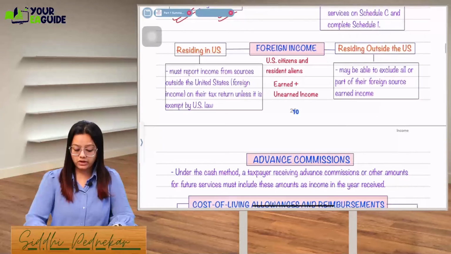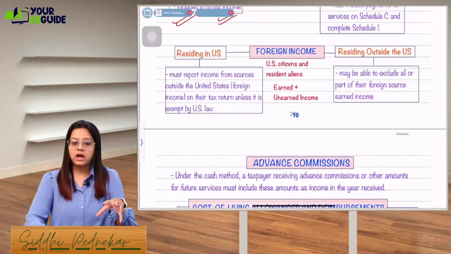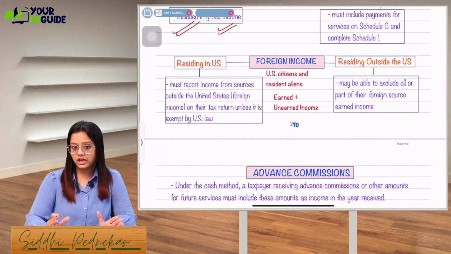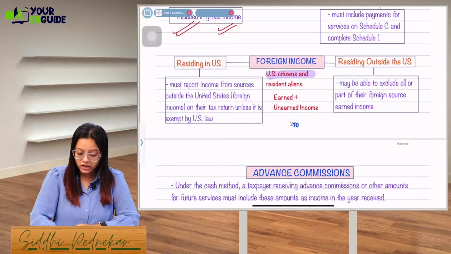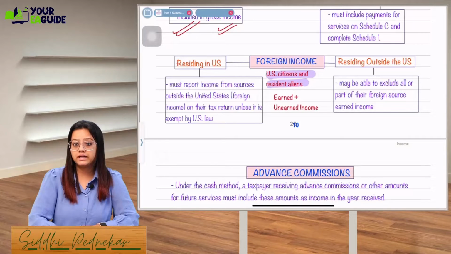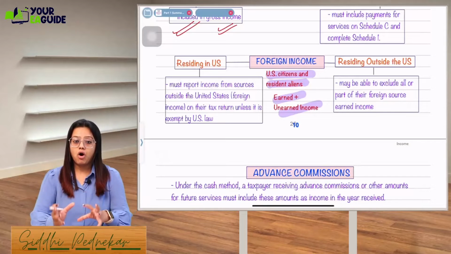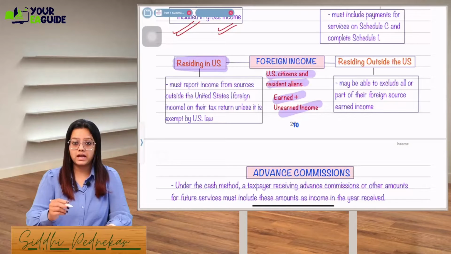Okay, next is foreign income. When we do tomorrow's topic, where we take foreign earned income exclusion and foreign tax credit in detail, we'll understand it there. Right now, I'll just tell you the basic thing: if you are a US citizen residing in the US, or a resident alien, and you have earned plus unearned income, then all the world income will be taxable.